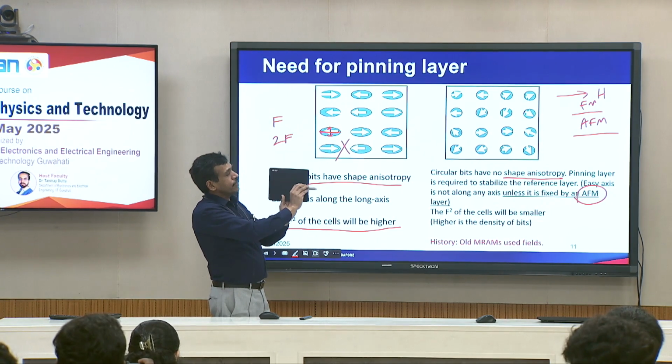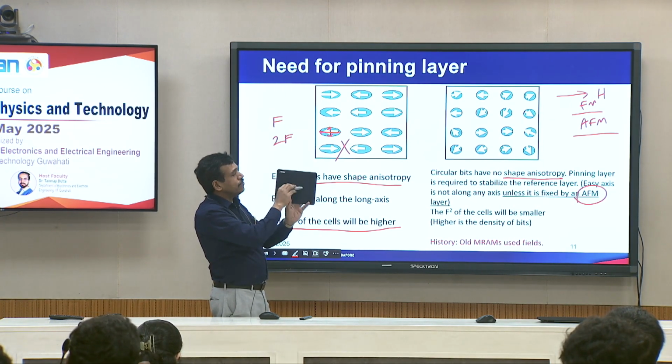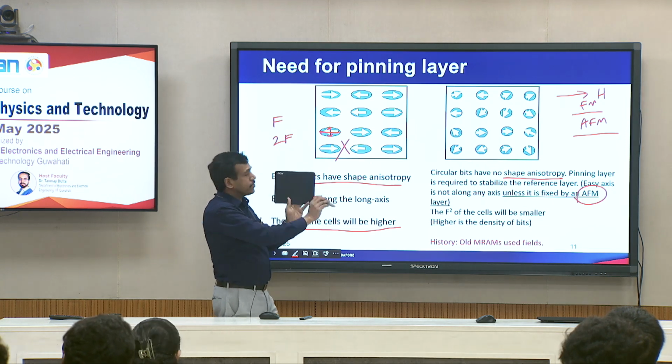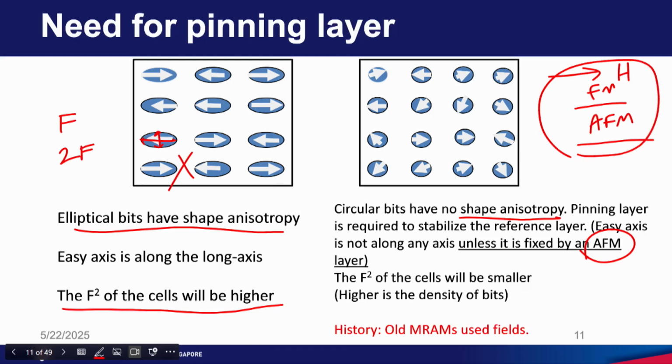I cool down. So, after I cool down, all these small cells that you have will have easy direction along this direction. So you can set the easy direction by doing the field annealing process. This way you can have circular bits with easy direction all along one particular direction. That is why we need the AFM antiferromagnetic material in in-plane MRAM.